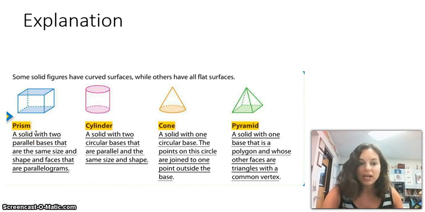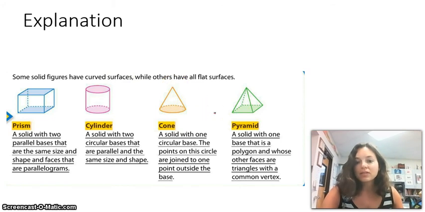So here we have a prism, which is a solid with two parallel bases that are the same size and shape, and faces that are parallelograms. So the opposite sides are parallel. A cylinder is a solid with two circular bases that are parallel and the same size and shape. A cone is a solid with one circular base. The points on this circle are joined to the point outside of the base. So here we have the circular base, and then here we have it coming up into one vertex.